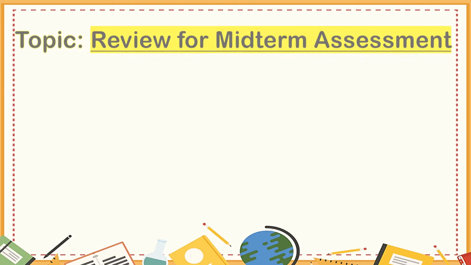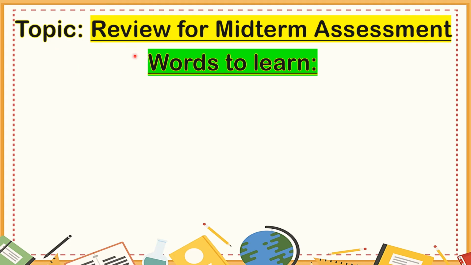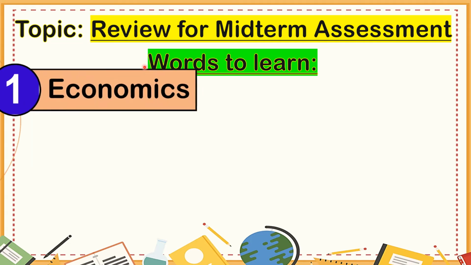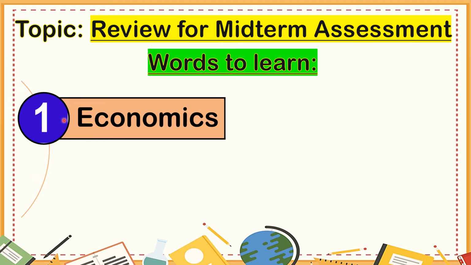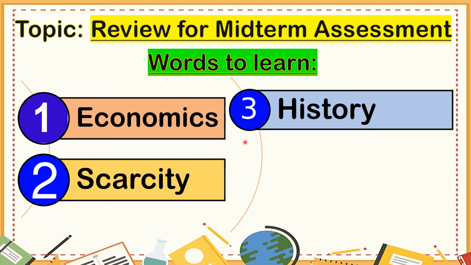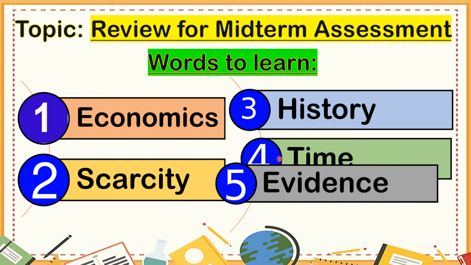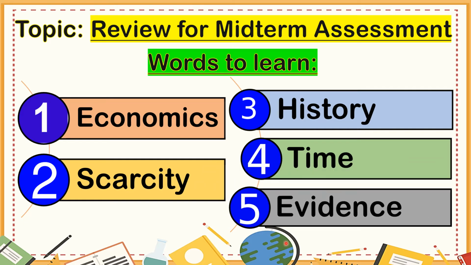Class, let us now proceed to our topic this week, which is review for midterm assessment. These are the words to learn that we will be encountering all throughout our review discussion. Number 1, economics. Number 2, scarcity. Number 3, history. Number 4, time. And number 5, evidence. Now, class, let us discuss these 5 words one by one, so later on, when we are in our discussion, you will have an idea what our topic is all about.